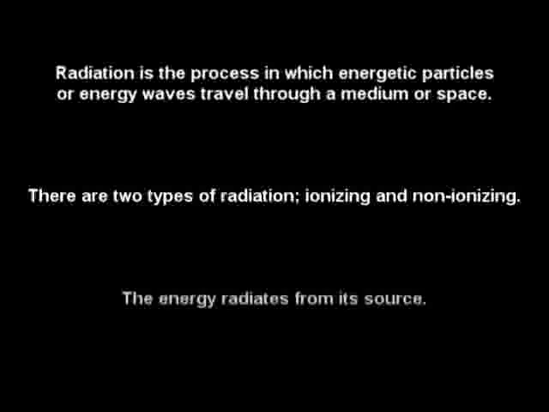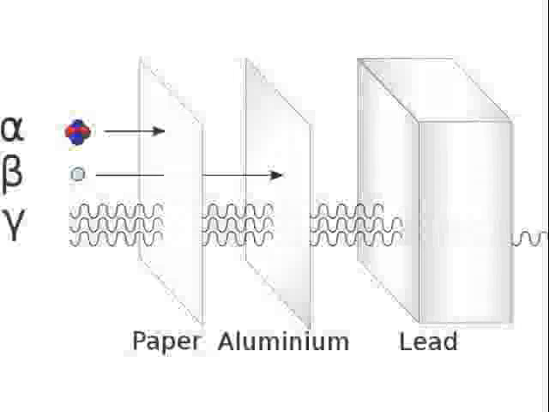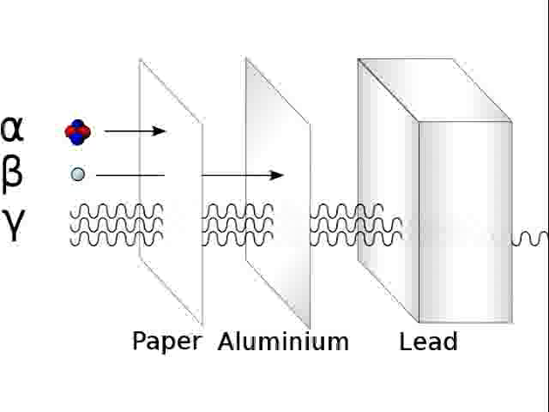The energy radiates, that is, travels outward in straight lines in all directions from its source. We will look more closely into the three main types of ionizing radiation.